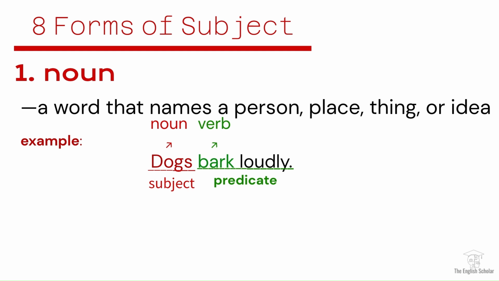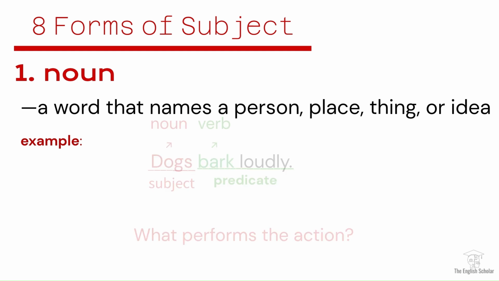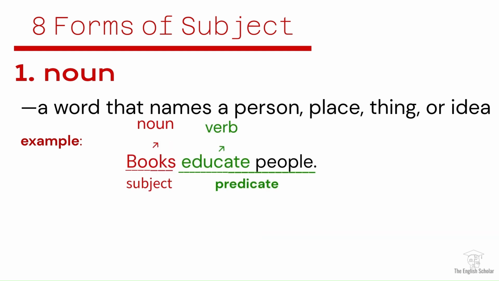Dogs bark loudly. In this sentence, dogs is the noun and the subject of the sentence. It represents the animal that is performing the action of barking, and it answers the question, what performs the action? Another example, books educate people. In this example, books is the noun and the subject of the sentence. It represents the object that is responsible for educating people and answers the question, what educates people?